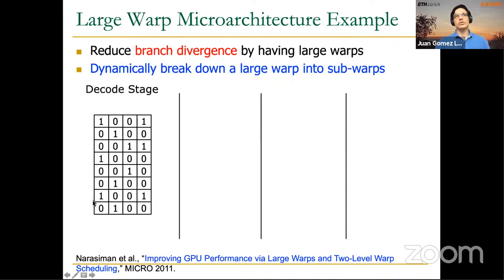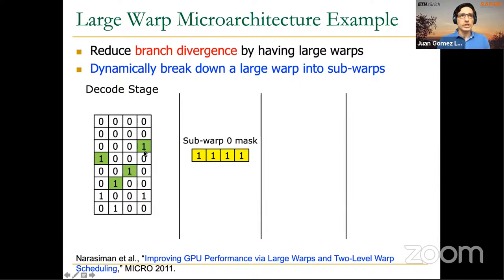So when this large warp goes to the decode stage, we may have some of the threads going through if, some other threads going through else, and we may have, in principle, divergence, right? But using large warps allows us to create smaller subwarps that are going to be merged and executed all together. Imagine in this toy example that the large warp has 24 or 32 threads, but in reality, the number of lanes that we have in the GPU core is 4.